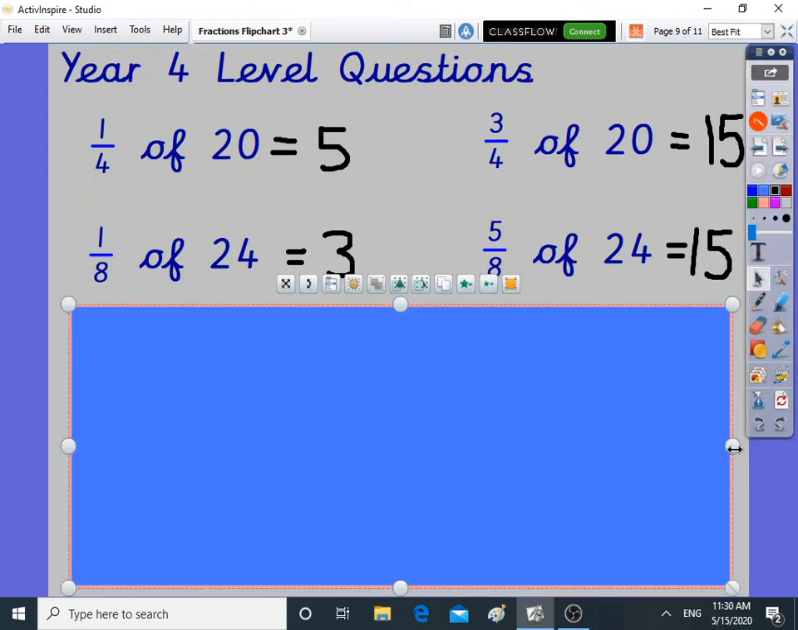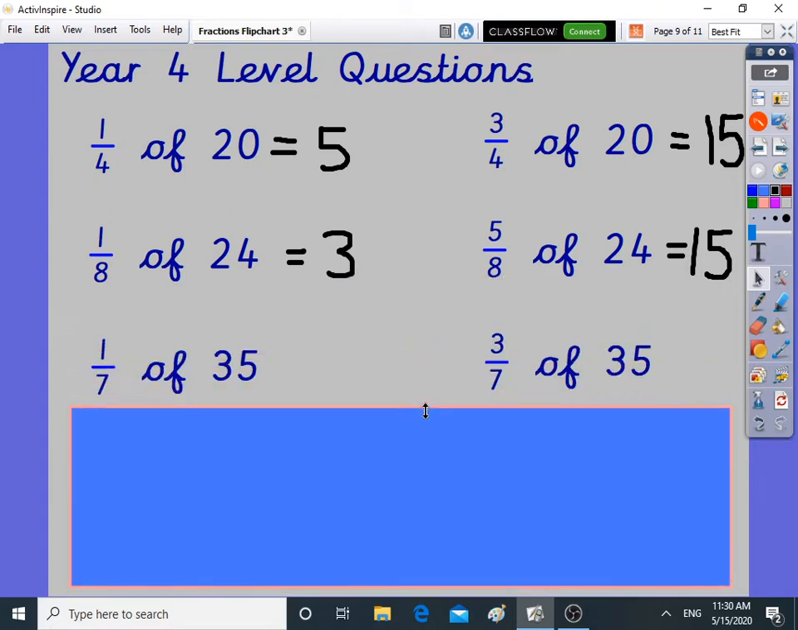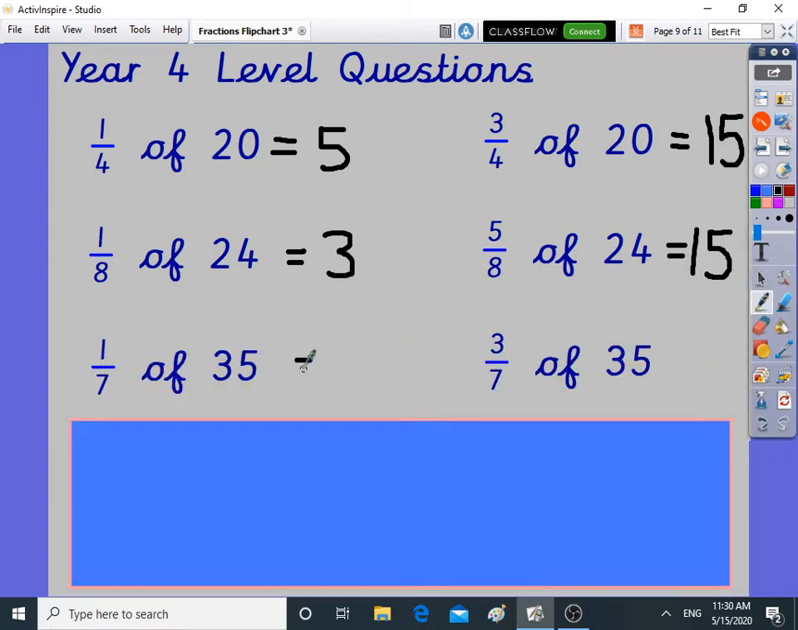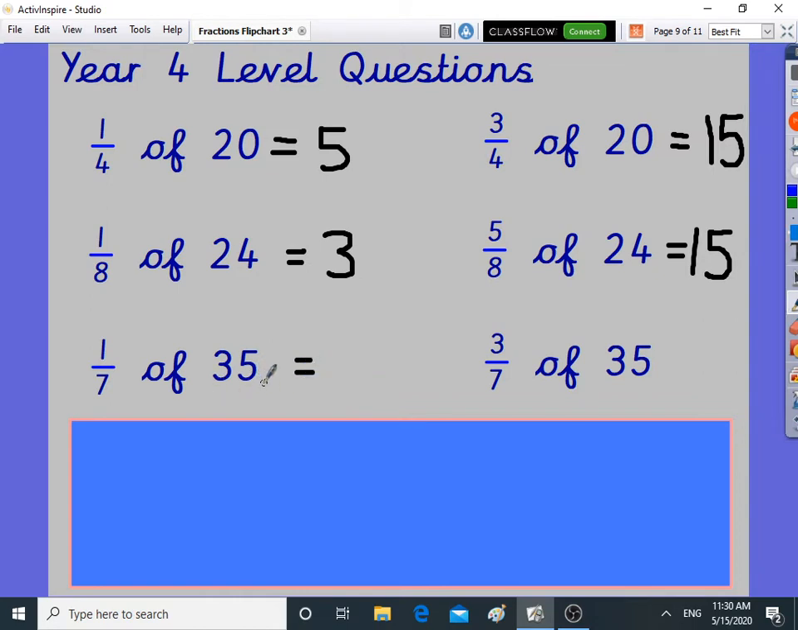Now let's carry on. Let's do another one. These times tables, we don't use the 7s in year 3, so you might not know your 7s, year 3s, but your 4s you do. So we can sing our 7s to 35 to see what 1/7 of 35 is. 7, 14, 21, 28, and 35. It is 5. So 1/7 of 35 is quite small. It's only 5 out of the 35 because it was only 1/7, which is a small fraction.